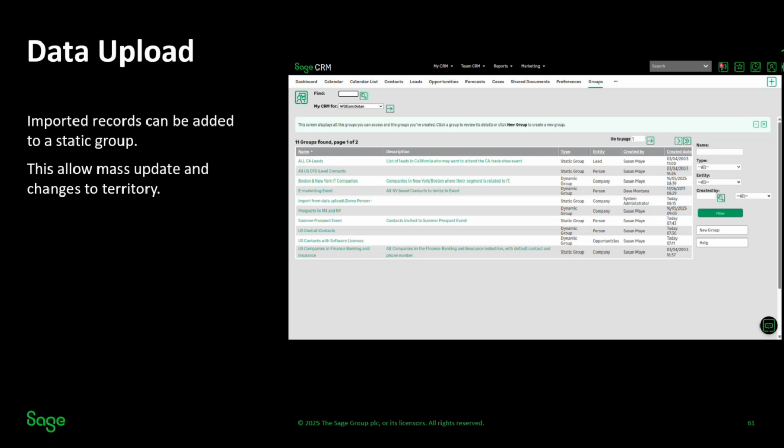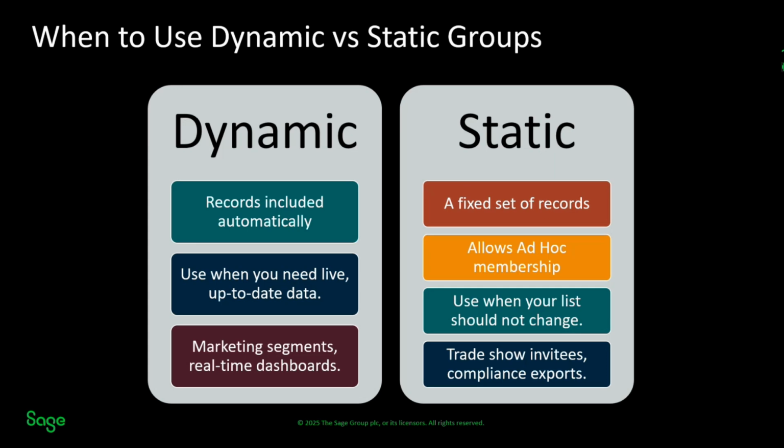Okay, now let's summarize everything that we've covered in this lesson. We've seen that there are two types of groups within Sage CRM. The first is a dynamic group. The second is a static group. Dynamic groups are ones in which, once you have created the criteria, records are automatically included into the group because of those criteria. And you would use a dynamic group in circumstances when you need live, up-to-date data.